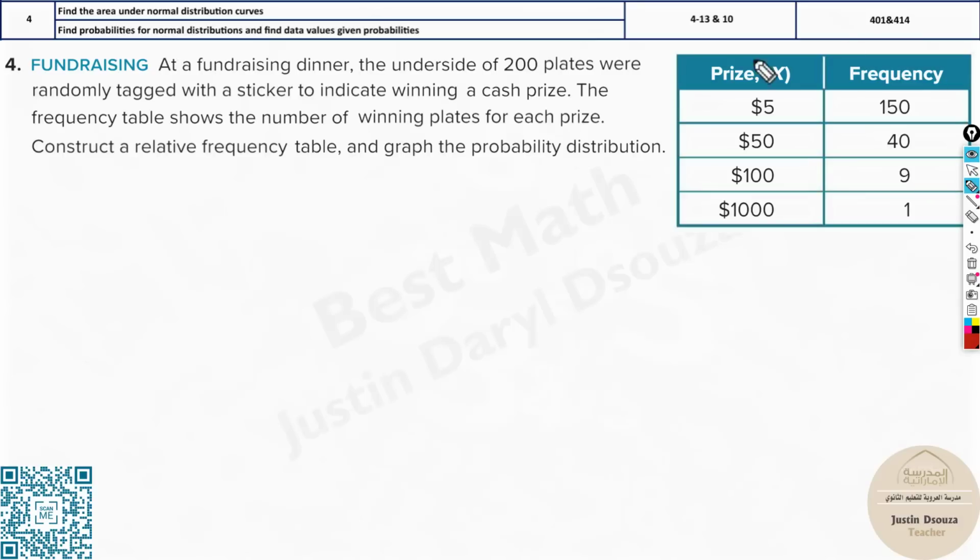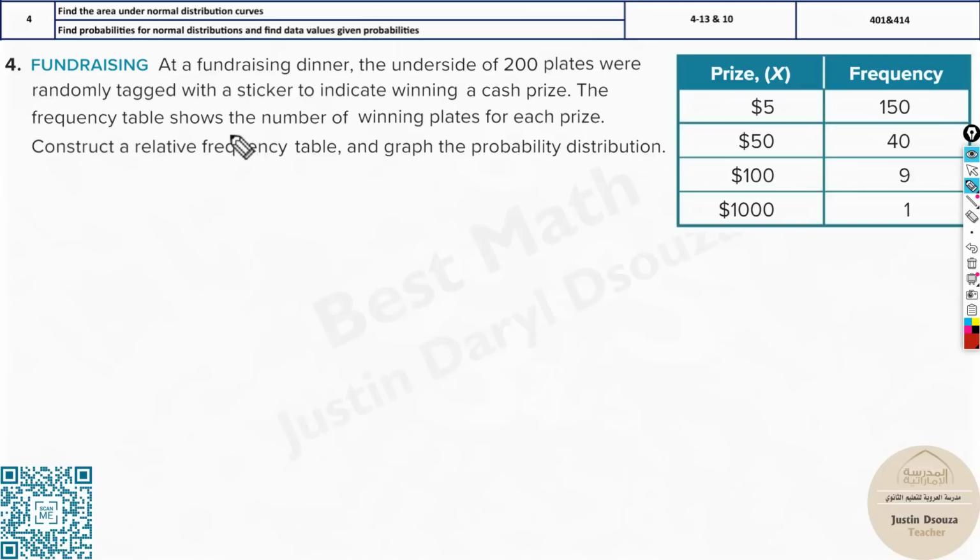And now we will move on to the relative frequency table. See, here they have given a real world problem. At a fundraising dinner, the underside of 200 plates were randomly tagged with a sticker to indicate winning a cash prize.